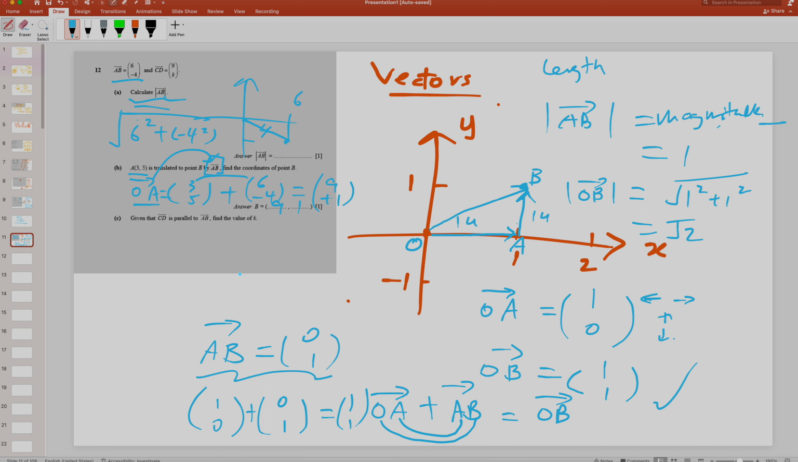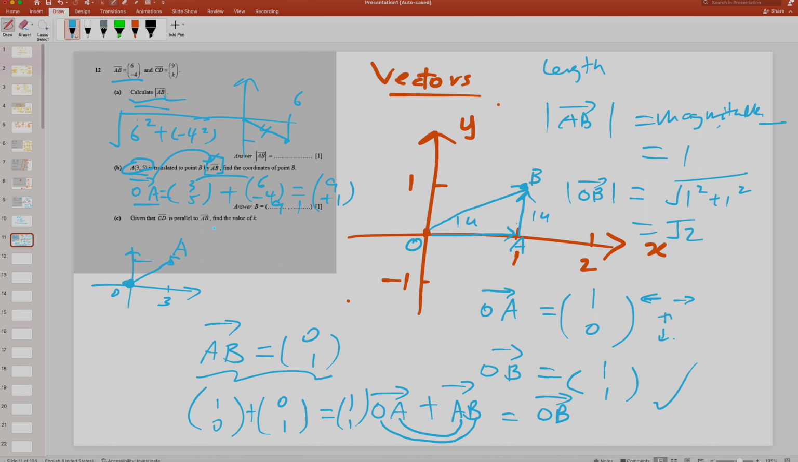Wait, how come OA becomes 3, 5? They give you, because point A is 3 and 5. So this is OA. Your O is the origin. You move right 3 units, you move up 5 units. So therefore it's 3 and 5 for OA. We just did that with the simple example.